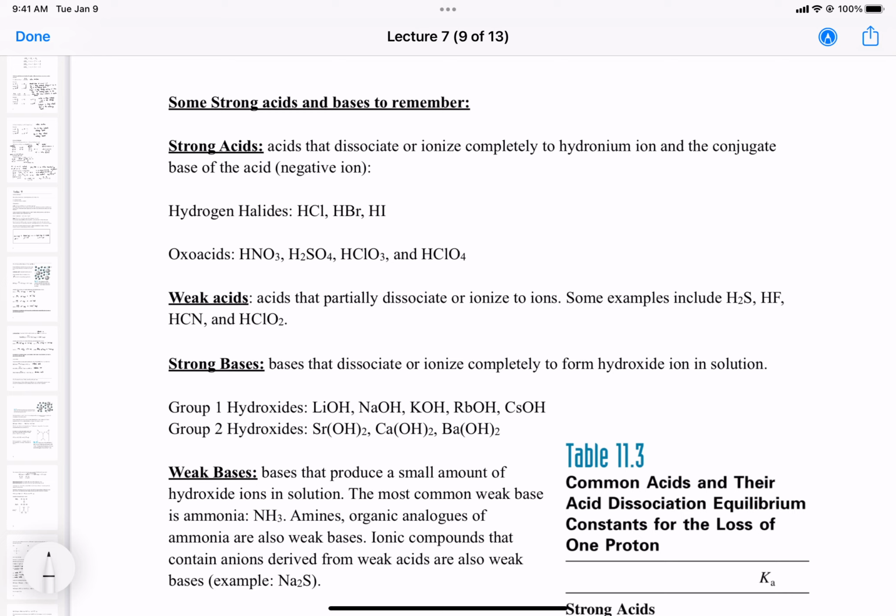So the hydroxides: lithium, sodium, potassium, rubidium, and cesium. And then group 2 hydroxides: strontium, calcium, and barium. So magnesium is not included in this list because it has very poor solubility in aqueous solution, so it's normally not included in the list. But these are the strongest hydroxides.